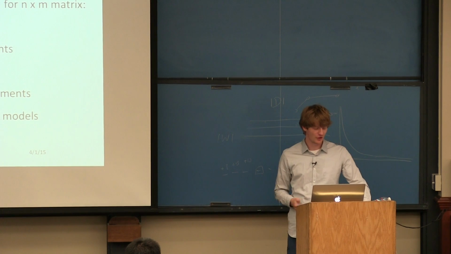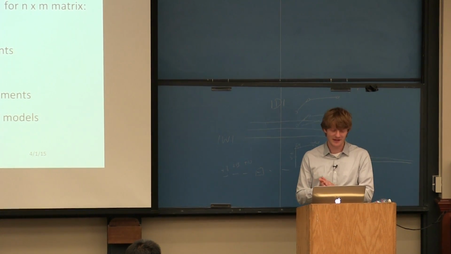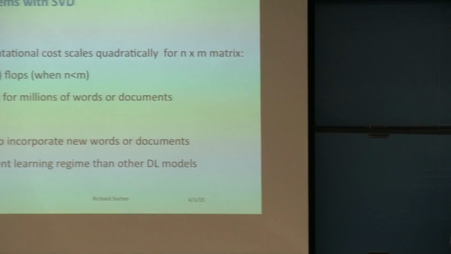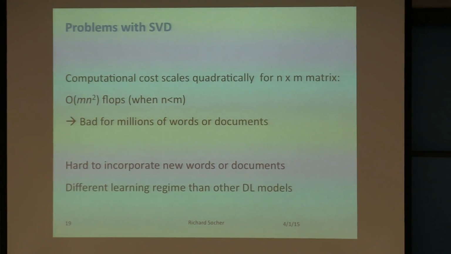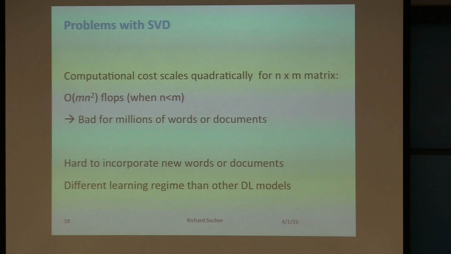Okay. However, not all is great in SVD land. The main problem is that the computational cost here scales quadratically for these n by m matrices, where you have words by documents or word by word matrices. If you have 13 million words, well, good luck trying to invert these matrices and so on. So you'll have basically a quadratic cost in the smaller dimension, and the smaller dimension is still really, really large.